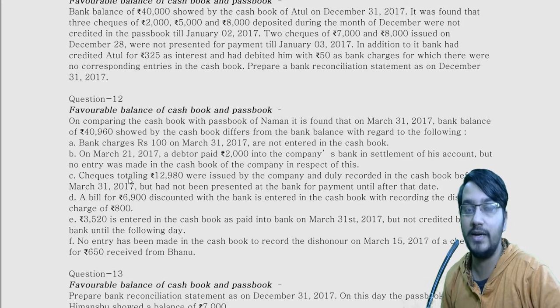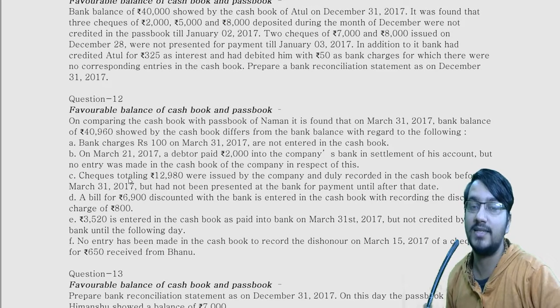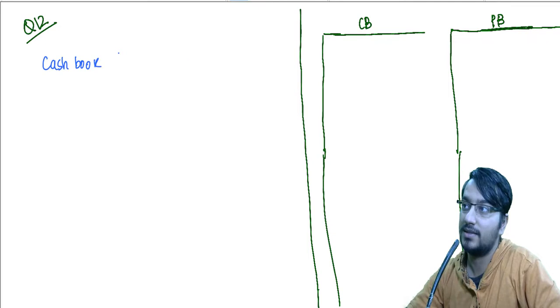So the bank must have entered it, because whenever the bank makes any adjustment in a bank account, it makes it directly. And whenever we get the notification about it, only then do we make the adjustment in the cash book. So it was not entered in the cash book. Cash book balance 40960 positive. We know this is a debit balance.